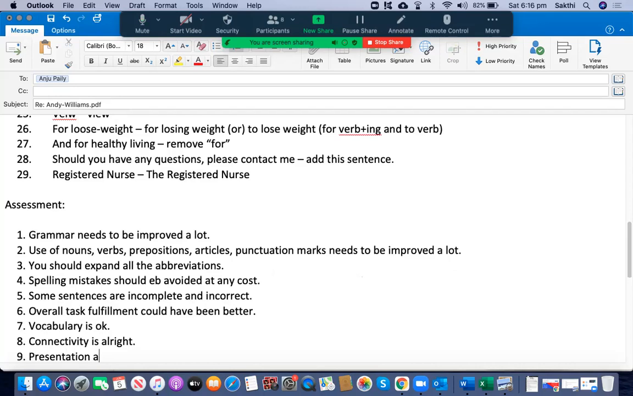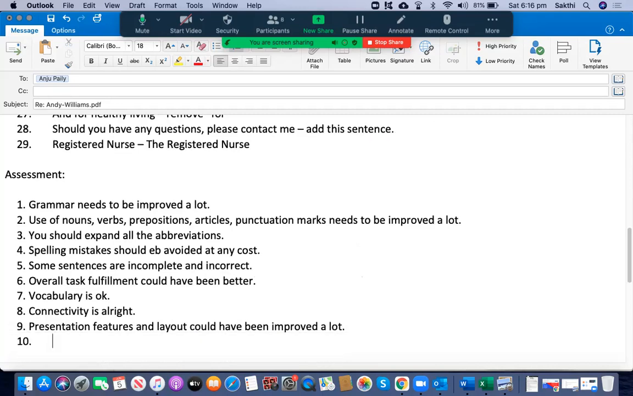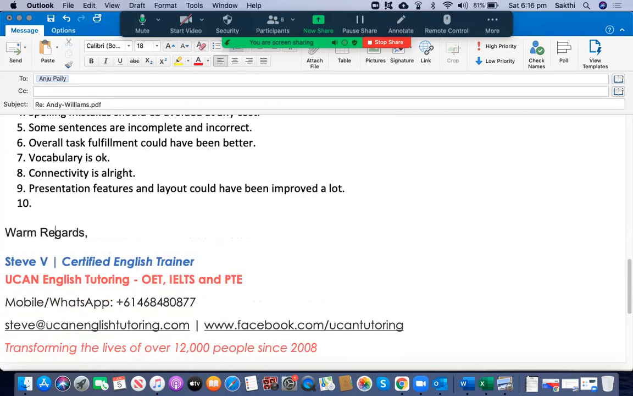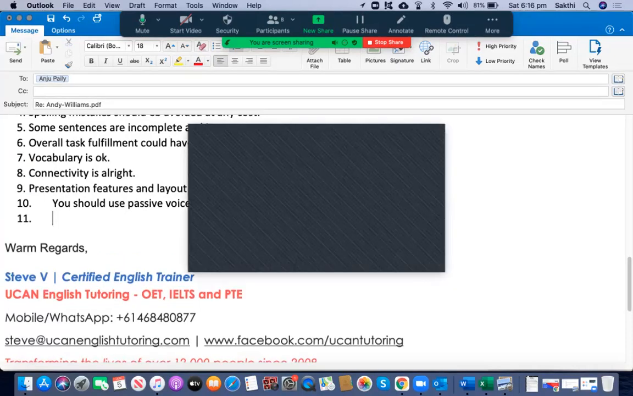Presentation features and layout could have been improved a lot, because you didn't give enough space between two words. You didn't give enough space when you wrote it down. So it doesn't look good. Please focus on that. You should use the passive voice more frequently and appropriately. You could have done that.